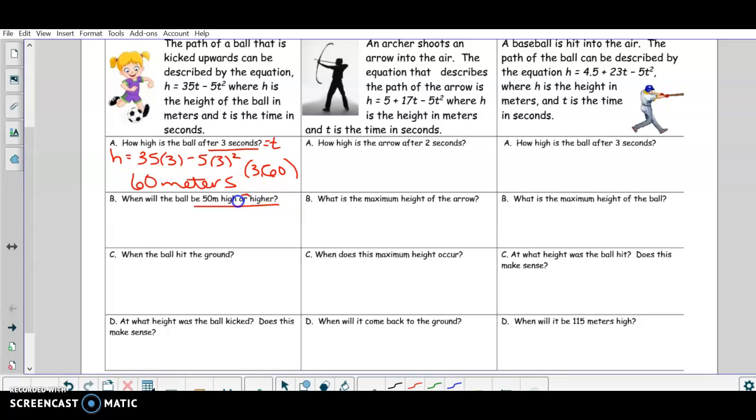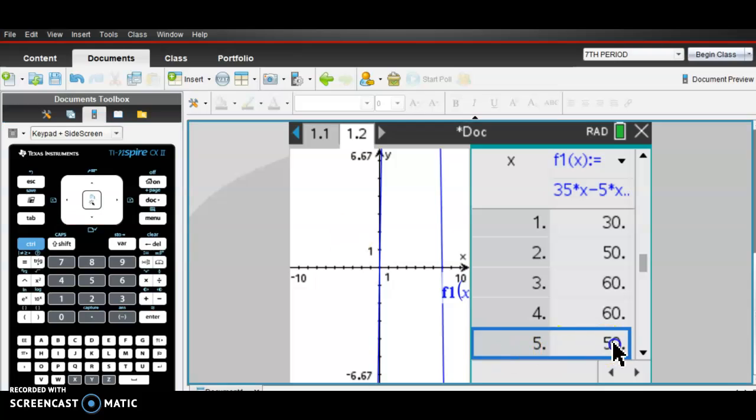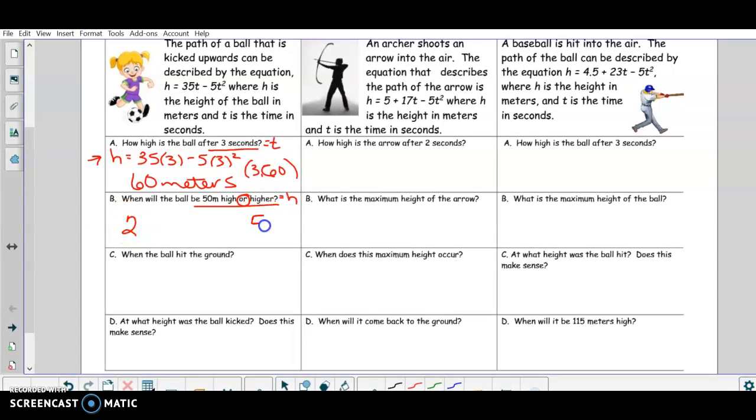When will the ball be 50 meters high or higher? So now we're looking at 50 in place of h. Now, because it says or higher, that's a little trickier to do writing an equation like we did before. So I'm going to go back to our calculator, and you can see here that at 2, we're at 50, then at 3, we're higher, 4, we're higher, and then back at 5, we're back down to 50, because remember, what goes up must come down. So we know at 2 and at 5, we're at exactly 50, and any of the seconds in between, it would be higher than 50. So this is going to be a domain type of question. So we're saying the time that it is at 50 or higher is including 2 and 5 and any of the seconds in between.